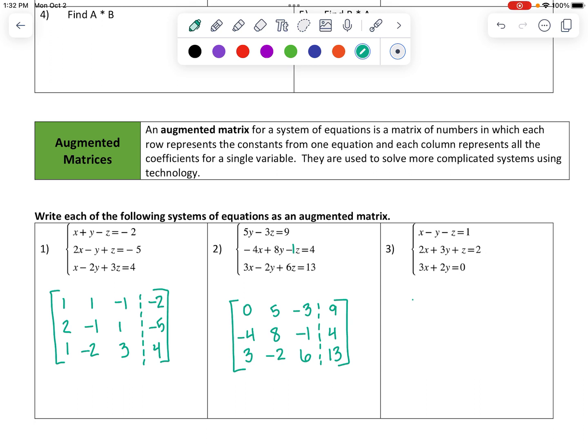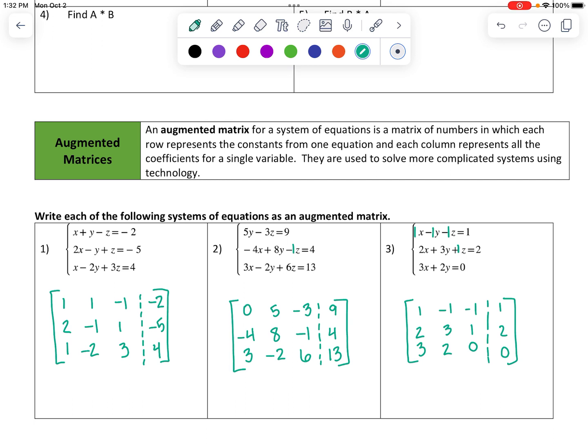All right, and my last one. Constants on the right, 1, 2, and 0. I have a 1, I have a -1, and I have a -1 for 1x, -1y, and -1z. I have a 2x, a 3y, and a 1z. And then last I have a 3x, I have a 2y, and there's no z, so I'm going to go ahead and put that 0 there as my placeholder.